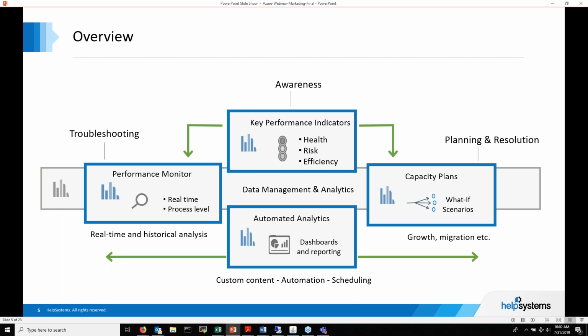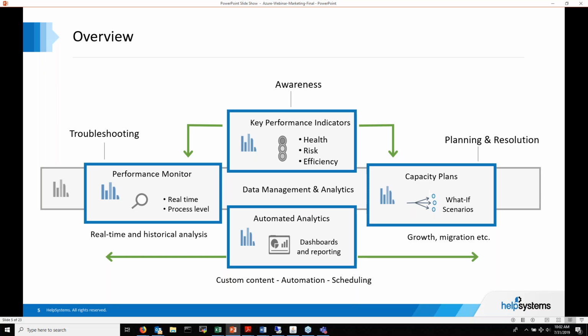We start off by providing awareness of what's going on in your environment, and we do that by way of something we call key performance indicators. We've got three key performance indicators: health, risk, and efficiency. Health intends to let you know, do you have any current problems that you should be addressing? Risk is related to, are there any impending problems that you need to get in front of and potentially mitigate before they occur?